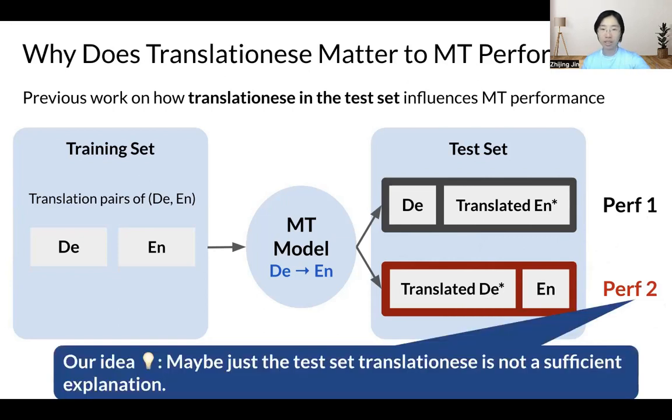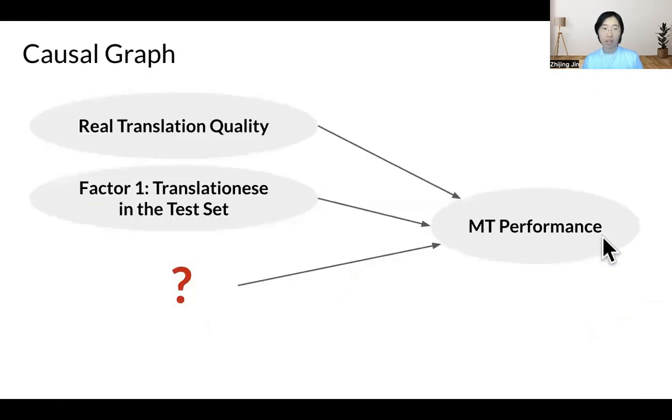So there are variants in how previous papers report this translationese effect. And our idea is that maybe just the translationese in the test set is not a sufficient explanation for MT performance. So our research answers the question: apart from the real translation quality that decides the MT performance, and apart from the previous studies that analyze the correlation of translationese in the test set and the MT performance, could we explain the variance in previous studies' reports by adding some additional factors into consideration?